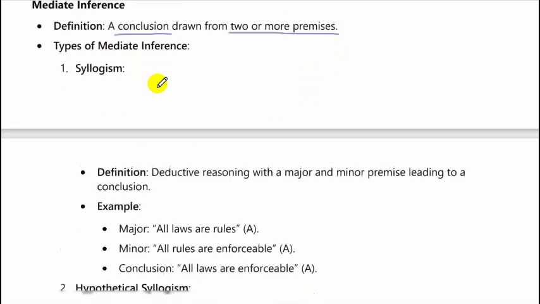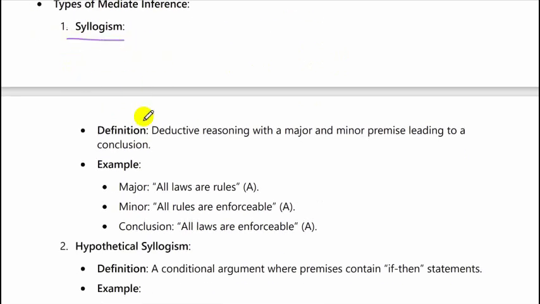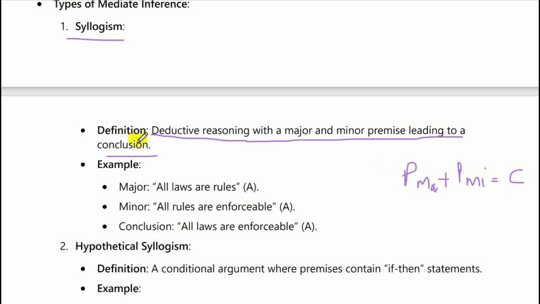Types of mediate inference. Syllogisms. Syllogism is basically deductive reasoning with a major and a minor premise leading to a conclusion. So we have a major premise plus a minor premise, to come to a conclusion. So we need more than one premise to come to a conclusion, whereas in the immediate, we needed only one premise to come to the conclusion directly.